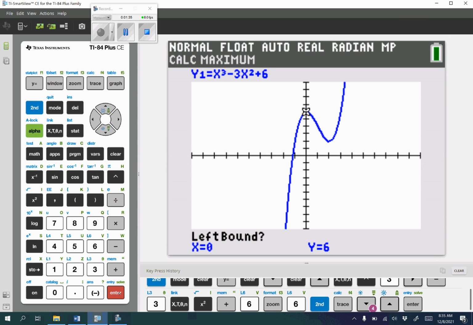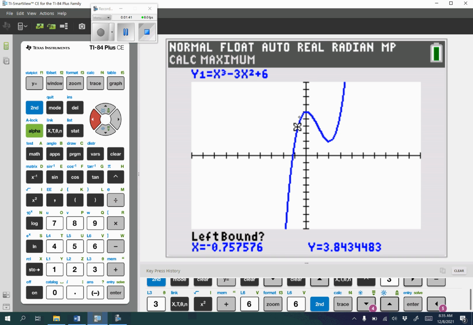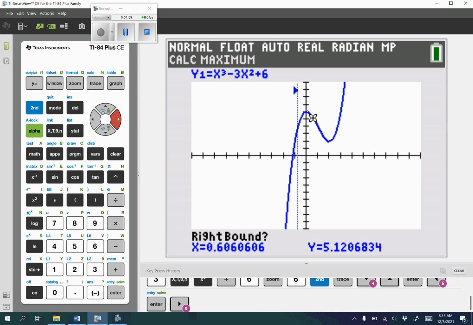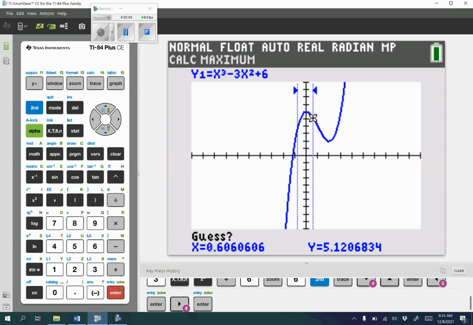Press enter. Now remember, it's going to ask you for a left and right bound. So left bound means we want to move our cursor somewhere on the left-hand side of our maximum here, okay? Now, make sure you can only use the left and right arrow keys when you're moving the cursor. Otherwise, it won't move. So we press enter. Now I'm going to move it to the right-hand side, just somewhere over basically that local max. If you put it right on there, it might give you an error or it might not calculate it correctly. We press enter. Don't forget, always press enter for a third time.